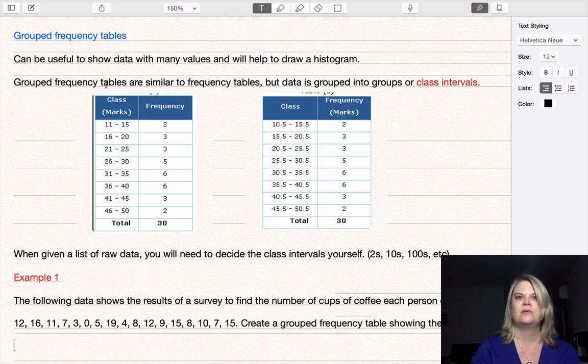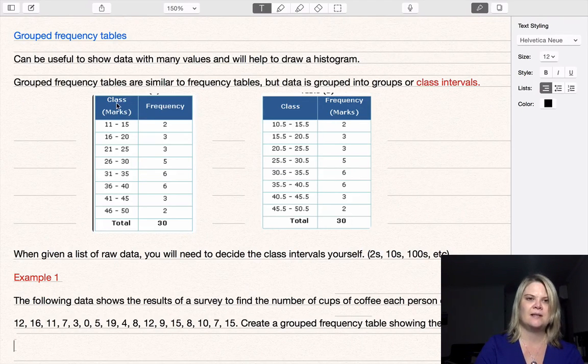Grouped frequency tables are similar to normal frequency tables, but the data is grouped into groups or class intervals. So we often call the groups class intervals. That's a term that you'll need to know to use in mathematics. So I've got two examples here.